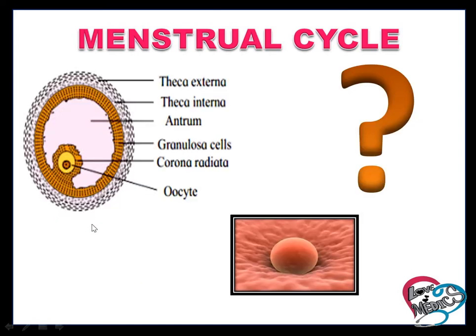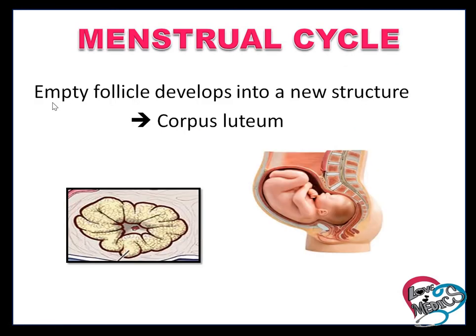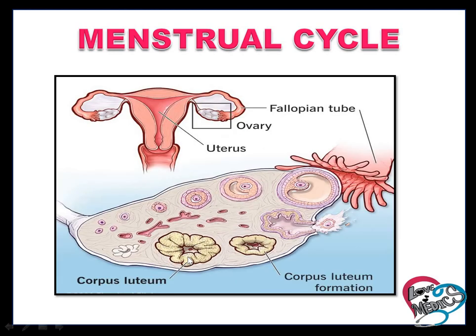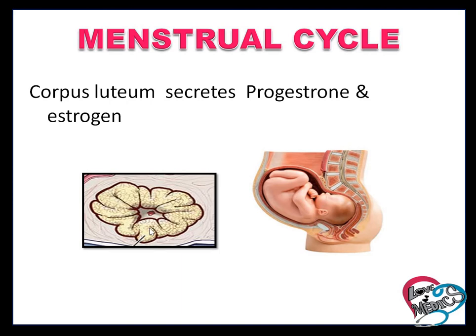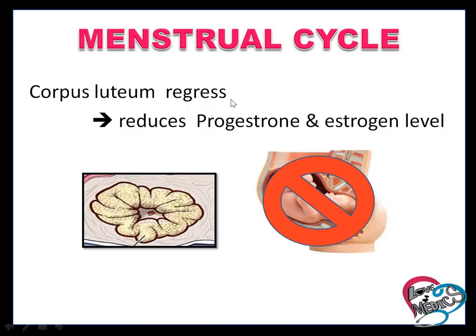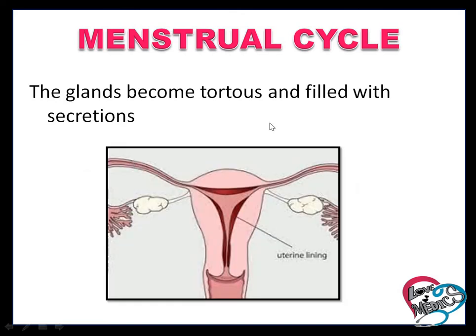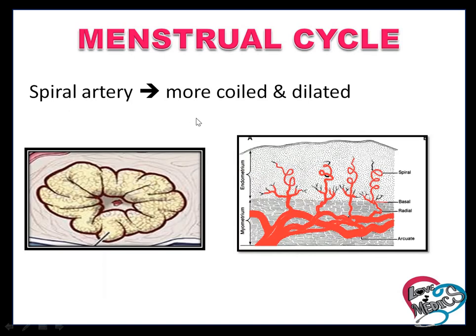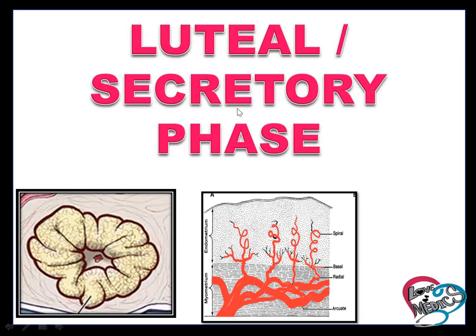Okay, the ovum is released from the dominant follicle. What happens to the outer layer? The empty follicle develops into a new structure, that is the corpus luteum. This is the corpus luteum formation. The corpus luteum secretes progesterone and estrogen. It prepares the uterus for pregnancy. If there is no fertilization, the corpus luteum regresses and reduces the production of progesterone and estrogen. The endometrial proliferation is stopped and the glands are filled with secretions. So it produces a secretion, and the spiral arteries become more coiled and dilated. It is the luteal phase.